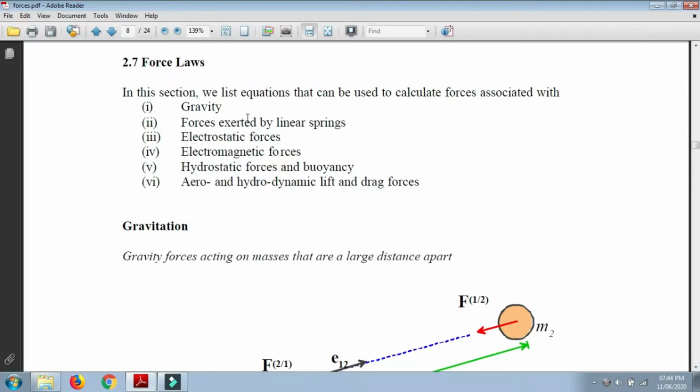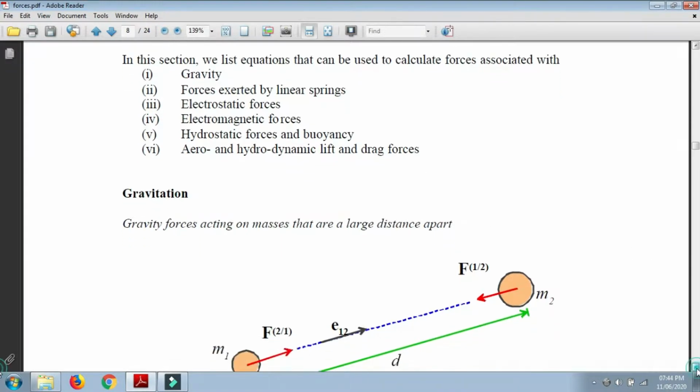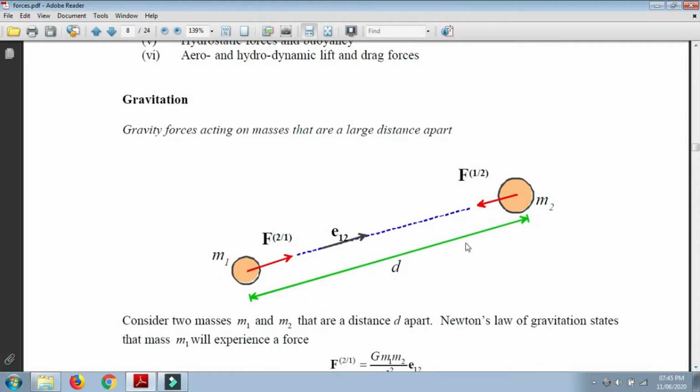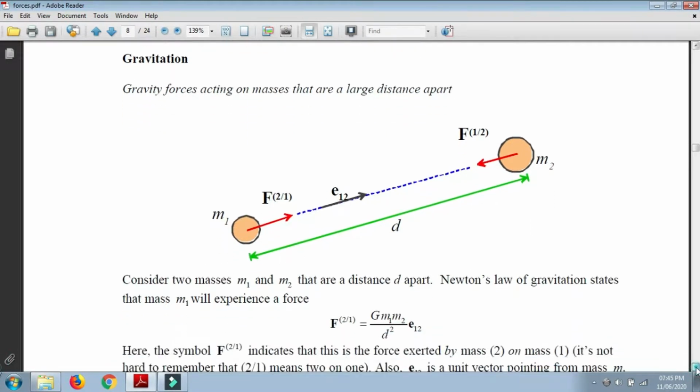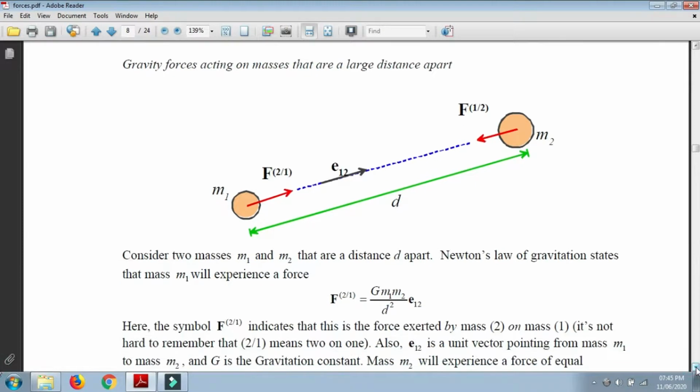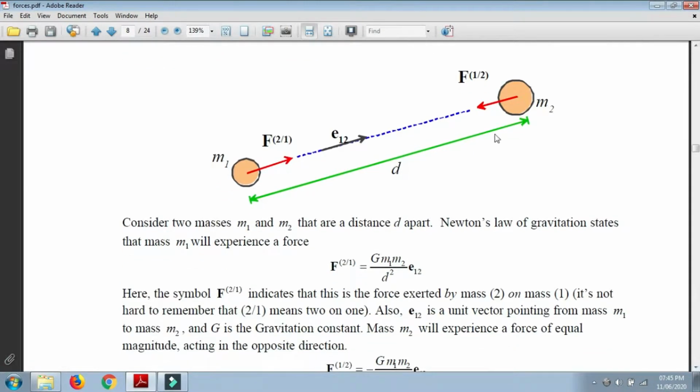We list equations that can be used to calculate forces associated with these laws: the gravity forces, the forces exerted by linear springs, the electrostatic forces, the electromagnetic forces, the hydrostatic forces, and the aerodynamic and hydrodynamic lift and drag forces. So gravitational force is shown over here. It is very simple. The law is Newton's law of universal gravitation, F equals G m1 m2 over d squared. And since force needs to have a direction, it is given by a unit vector e12.